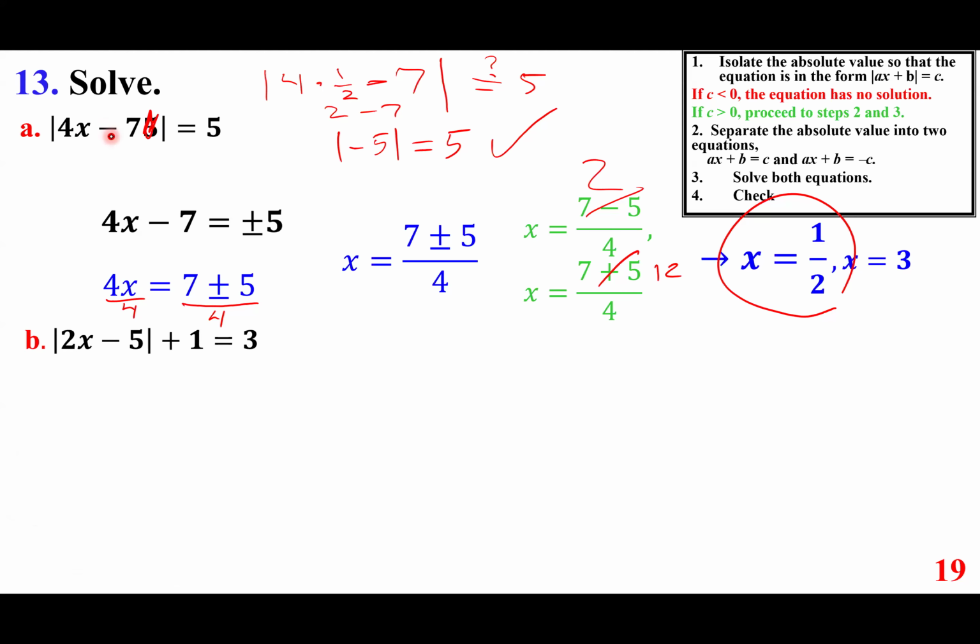Now, this is what I meant by isolation. Do not touch the absolute value until it's completely isolated. That means your first step is to get rid of the 1, meaning take it to the other side or subtract it from both sides, and absolute value of 2x minus 5 becomes 2. Now, because the right side is positive, you drop the absolute value, make it plus minus 2, which means you have made up 2 equations.